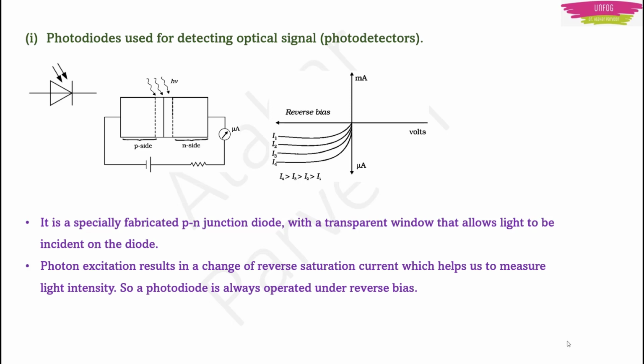now this photo excitation, or the light which falls on this depletion region, will result in a change of reverse saturation current. Okay, that's the reason why we will plot the IV characteristic for the photodiode in the reverse bias condition. Remember, in the forward bias condition, the current was in milliamperes, right? In reverse bias condition, it was in microamperes. Here, the photodiode is giving us current in microamperes. Okay, so the photodiode is always operated in reverse bias condition.